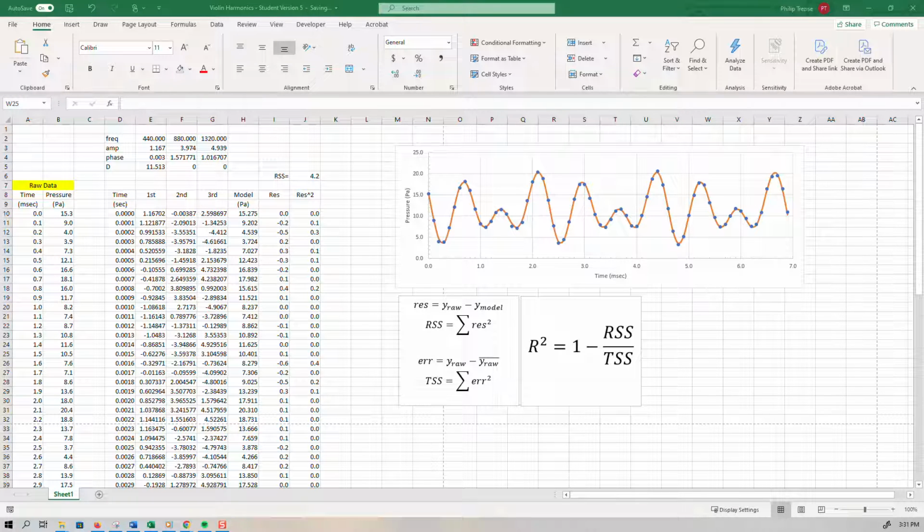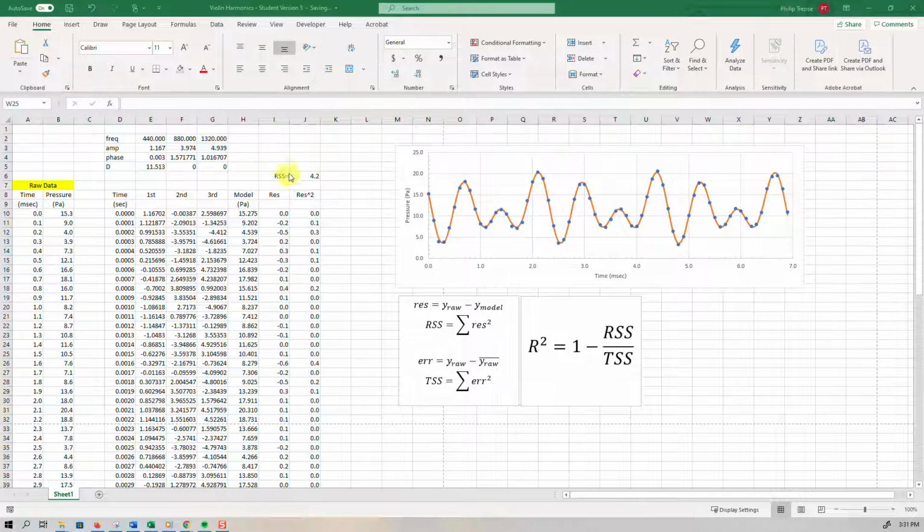Now that we have our model and we're quite confident that it's a very good model, we'd like a way of determining exactly how good this model is. So we're going to calculate the coefficient of determination, R squared. And it's calculated by this formula: 1 minus RSS over TSS.